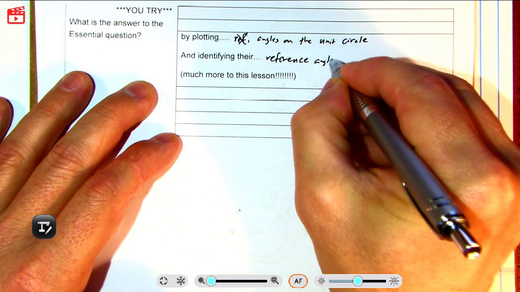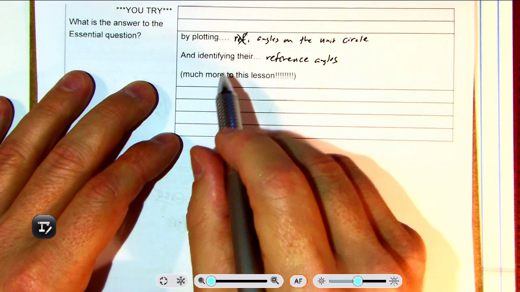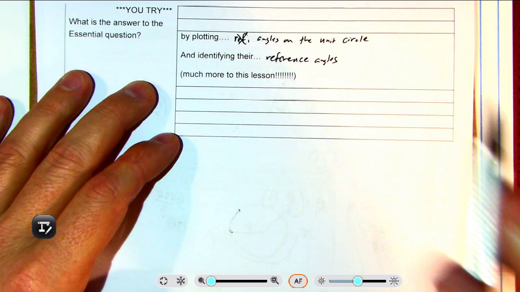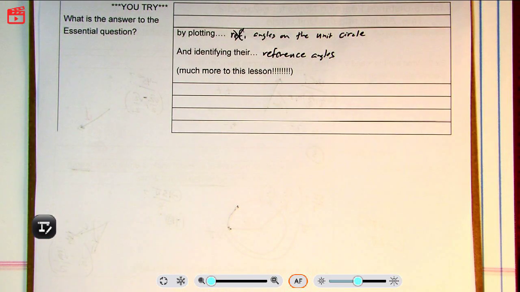But we saw when we did the lesson and all the lectures, there's much more information in this video than just reference angles. There's memorizing the unit circle and everything else. Alright, that's the end of this video.